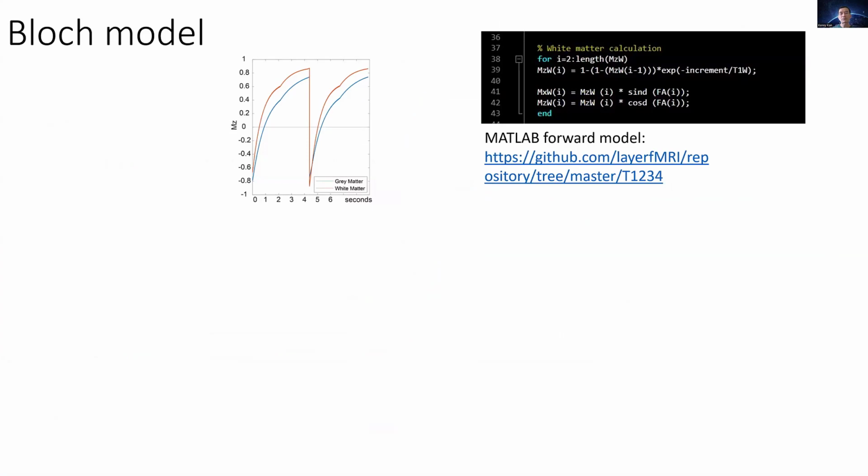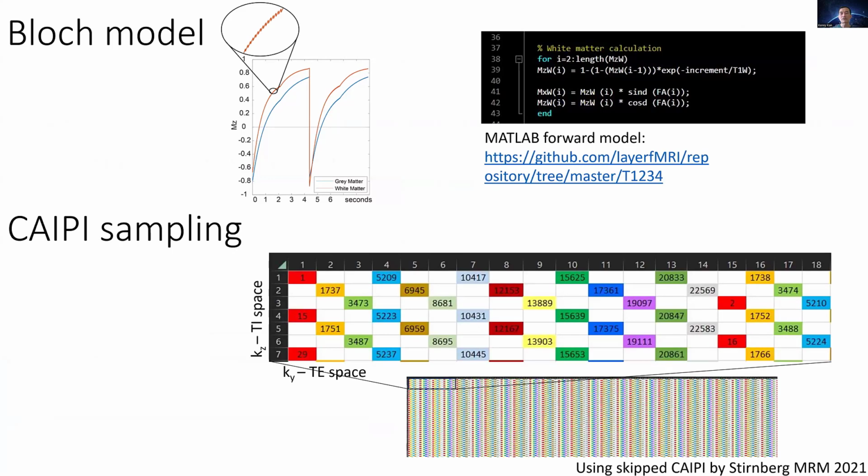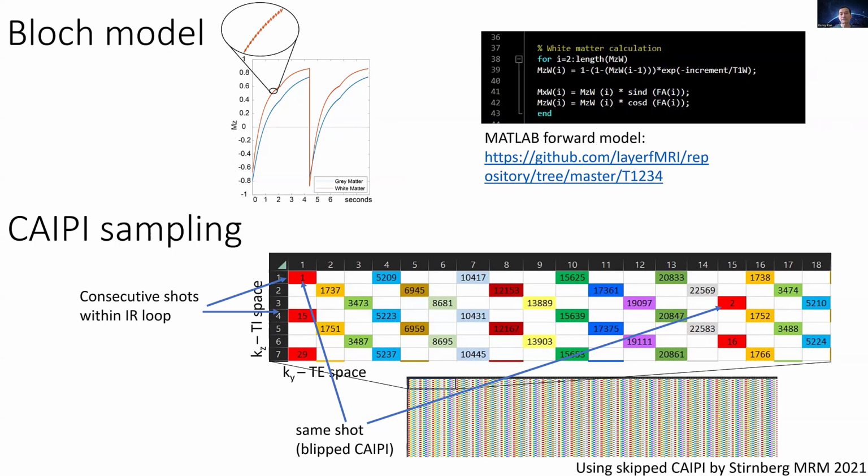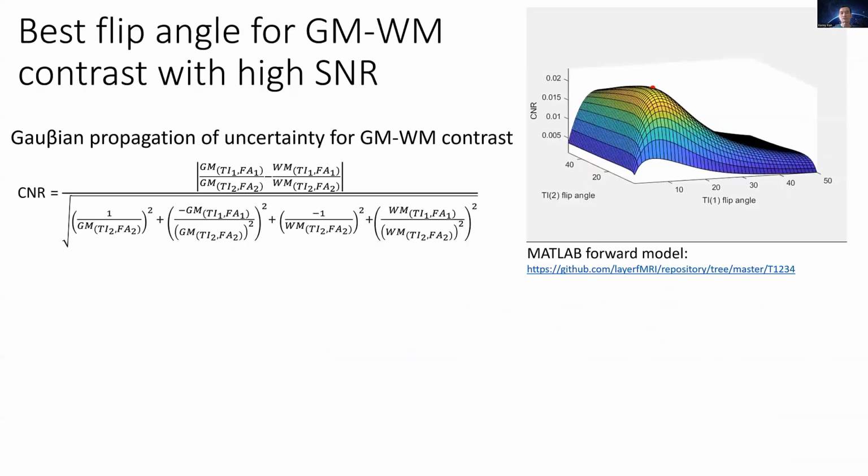We developed a Bloch forward model that captured the T1 relaxation across the inversion recovery and also along the readout. The 3D k-space is filled with each shot according to Stirnberg's skipped CAIPI approach, across the shots in parallel in kz and across the TRs in the diagonal. With this model, we can optimize the gray and white matter contrast across protocol parameters.